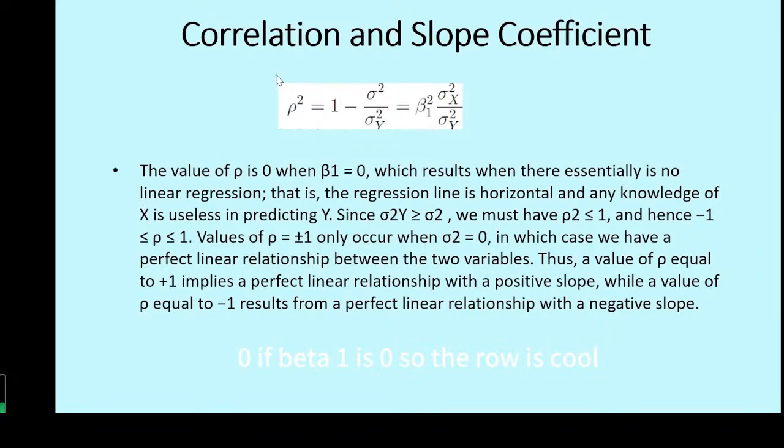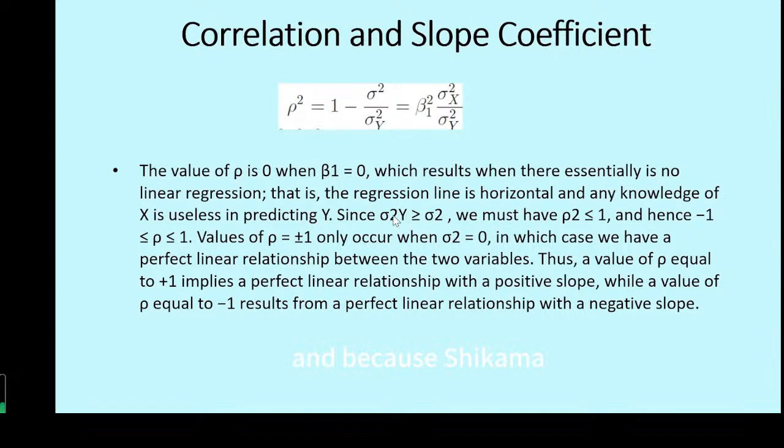So rho is the correlation coefficient between x and y. And the relationship between the correlation coefficient and the slope coefficient is this equation. When beta 1 is 0, essentially there is no linear regression, because the slope is 0. So y is not connected with x. And in this case, their correlation coefficient is also 0, right?